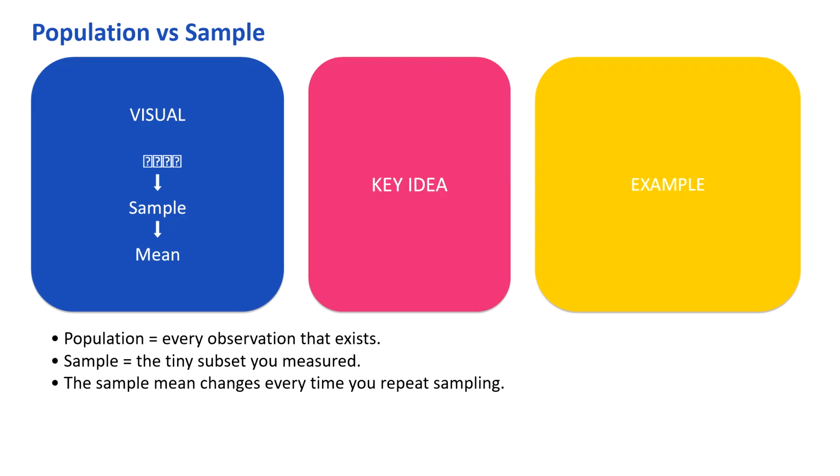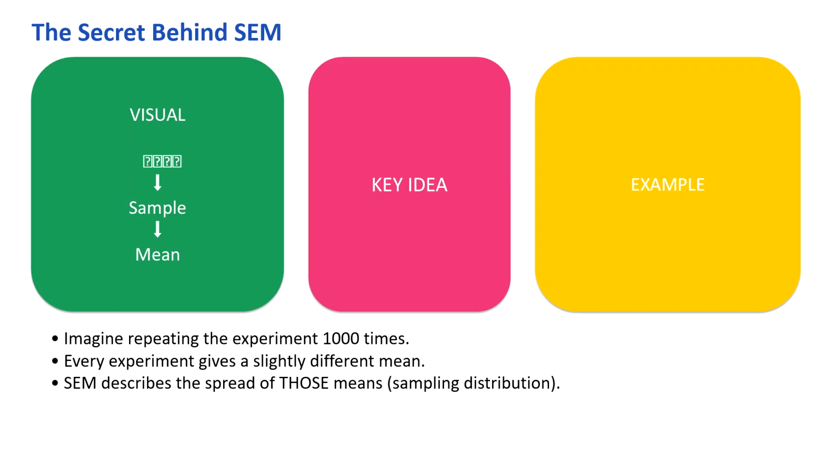Now imagine repeating this sampling process again and again. So suppose we repeat the experiment 1,000 times, and each time we randomly pick 5 different pizzas and calculate a new average. Some averages are slightly higher and some are slightly lower. So if we plot all those averages, we get what's called the sampling distribution. So the SEM describes the spread of these sample means. And you need to notice that it's not describing the spread of the individual pizzas.